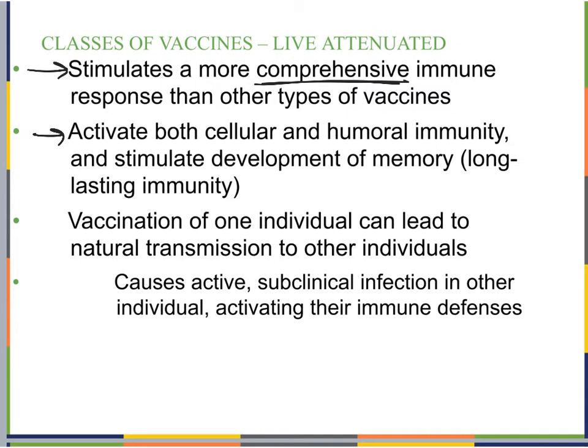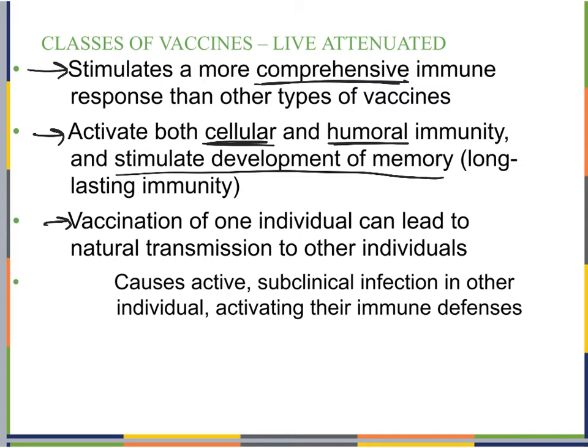It'll be floating around in the humors and reproducing there. So it's going to activate both our cellular and humoral responses and therefore stimulate the development of our memory cells, so our long-lasting immunity. So the vaccination of one individual, however, can lead to natural transmission to other individuals. So this is why sometimes when a person gets a vaccination, they say not to be around people that are immunocompromised after the vaccine.